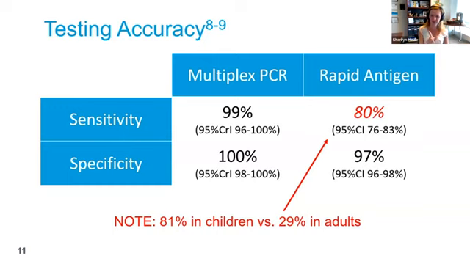And I've got this highlighted in red because there's a great distinction between children and adults, as you can see on this slide. It's got a sensitivity of about 81% in children. They have that higher viral load in the upper respiratory tract. It's only 29% in adults, and that's why we don't see those rapid antigen tests being used in our adult population.